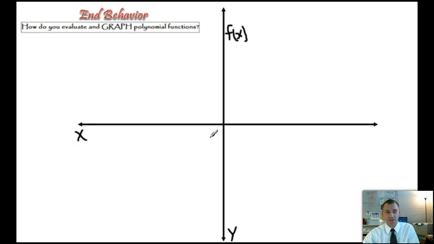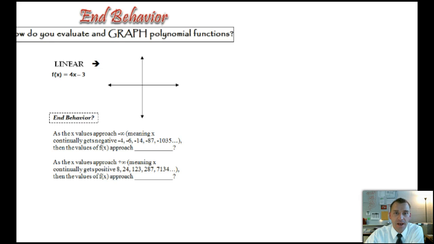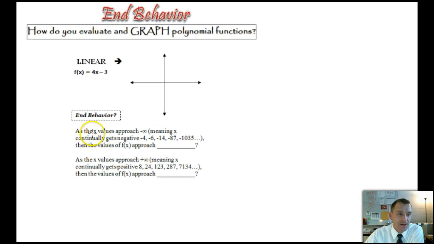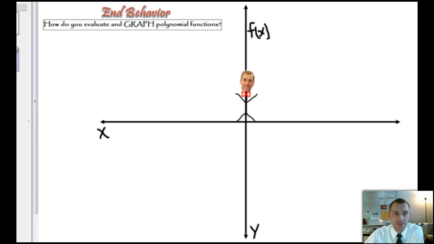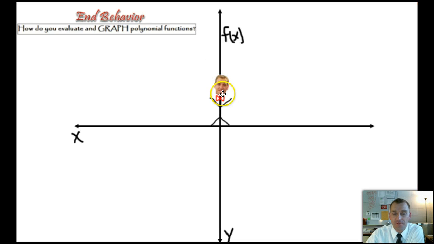Okay? So regardless, here's what you need to write. If I draw myself as a little stick figure, and this is me, and I go back to this example that says the x values approach negative infinity, meaning the x values continually get negative. That means this. As I'm standing here at the origin, if I keep walking on the x-axis, I'm getting more and more negative.